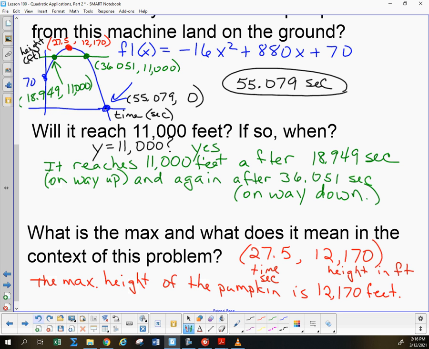Then we also need to say this occurs at 27.5 seconds. Must explain it for both variables. Questions from anybody? Right, next one.